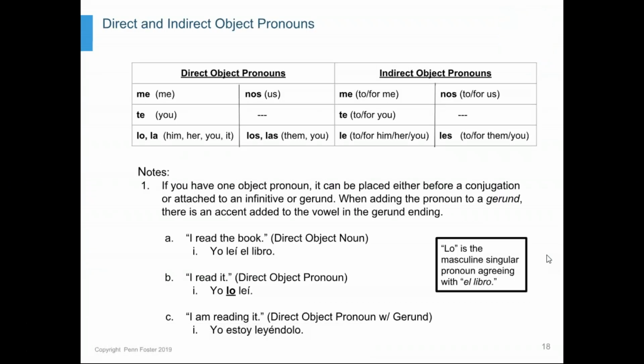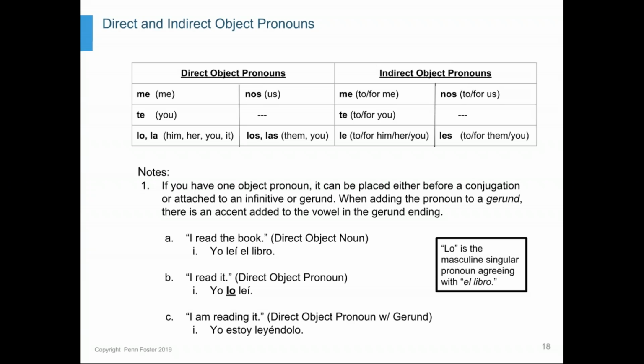Okay, on this slide here, now we will talk about the actual pronouns themselves, both direct object and indirect object pronouns. On the top left, you can see the chart of direct object pronouns, which answer whom or what. So, for instance, if they see me down the hallway, I would be the direct object in that case. Me would be the pronoun to represent me.